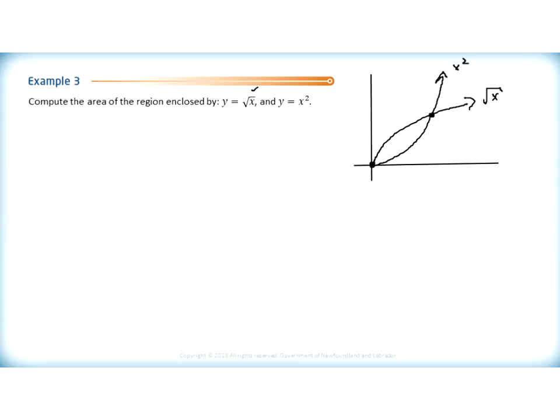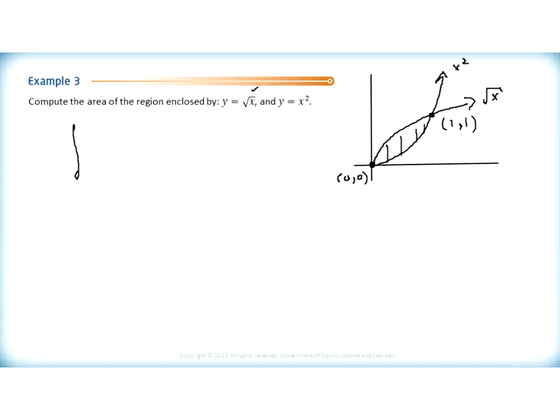And we could solve this as a system, but I think it's probably pretty safe for us to say we know that they're going to intersect at the origin. And over here, if I go over 1, I'm going to go up 1 unit on both of those. We should know enough about those curves to know that. So I'm trying to find this area in here.